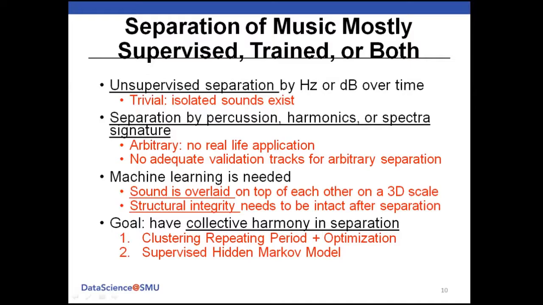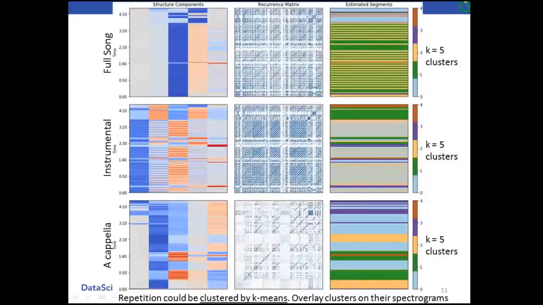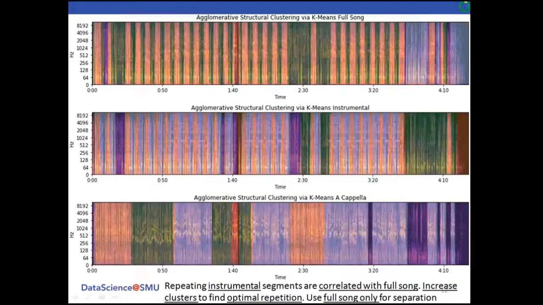So we have the first method as clustering repeating period plus optimization, and the second is supervised hidden Markov model. So for clustering, it's basically we do the mapping again with the cost and the path, but this time we do the diagonals for pattern recognition, and then we plug it into a cluster for the machine to read it, so that it becomes a pattern for the full song, the instrumental, and the a cappella, and then we overlay that pattern recognition over the full spectrum, and then it looks like this.